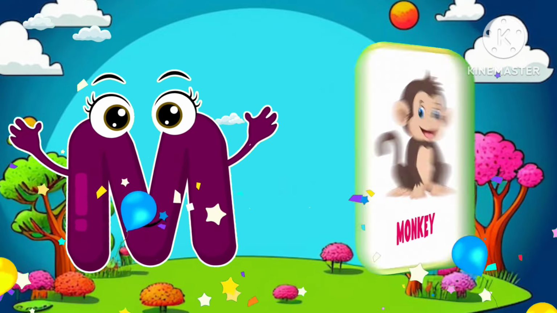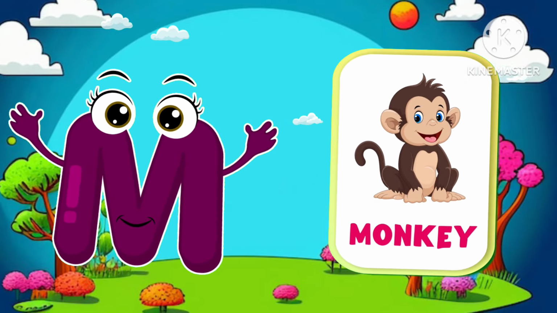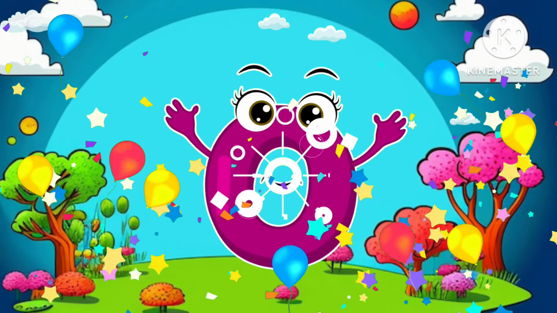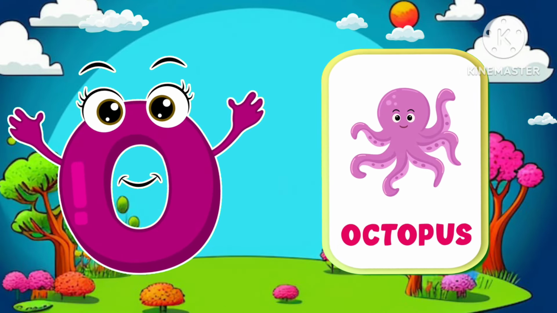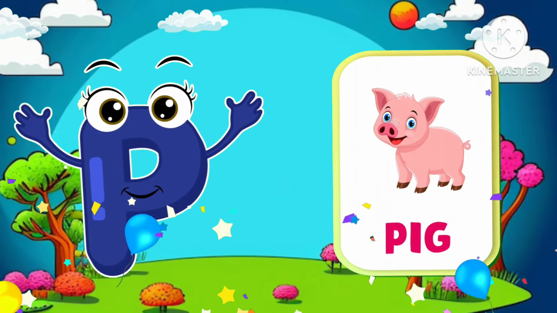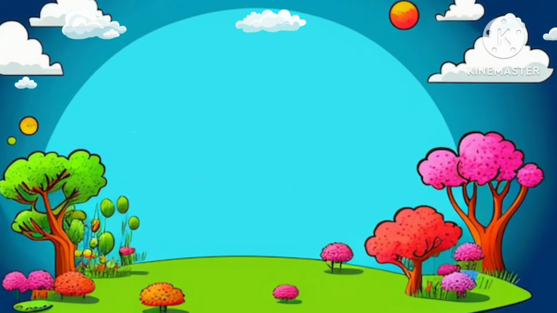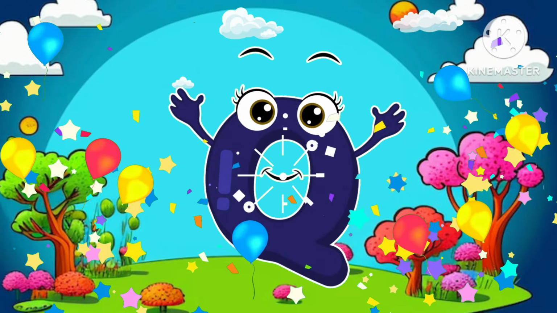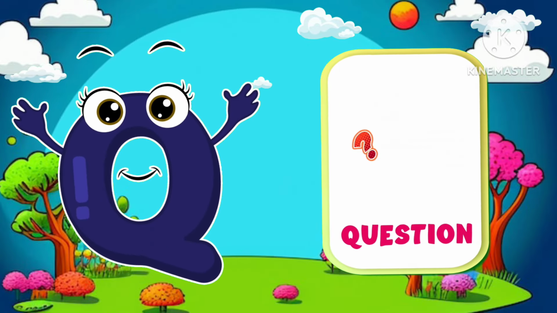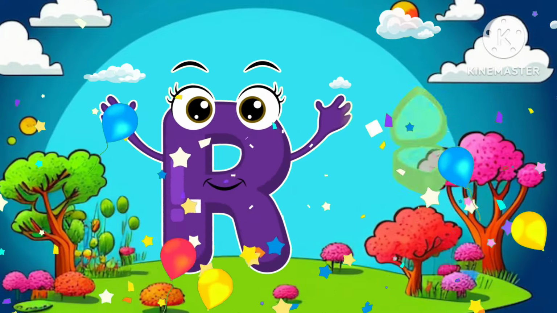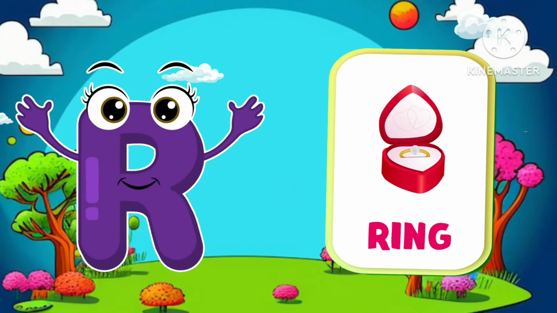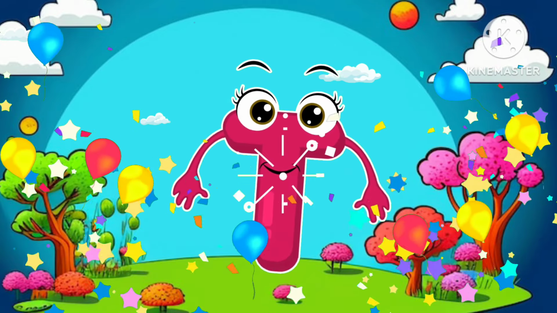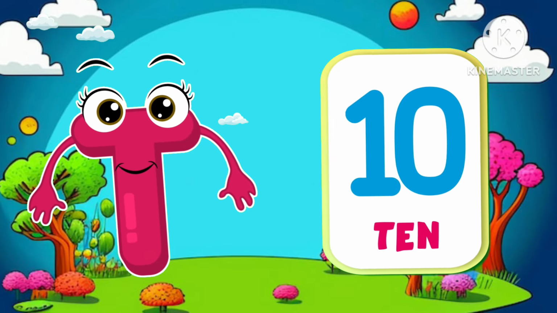M is for monkey, monkey. N is for nose, nose. O is for octopus, octopus. P is for big, big. Q is for question, question. R is for ring, ring. S is for sun, sun. T is for ten, ten.